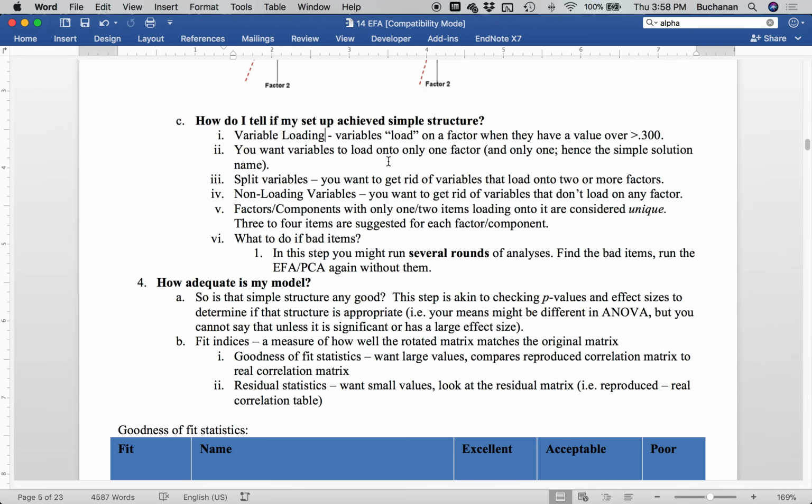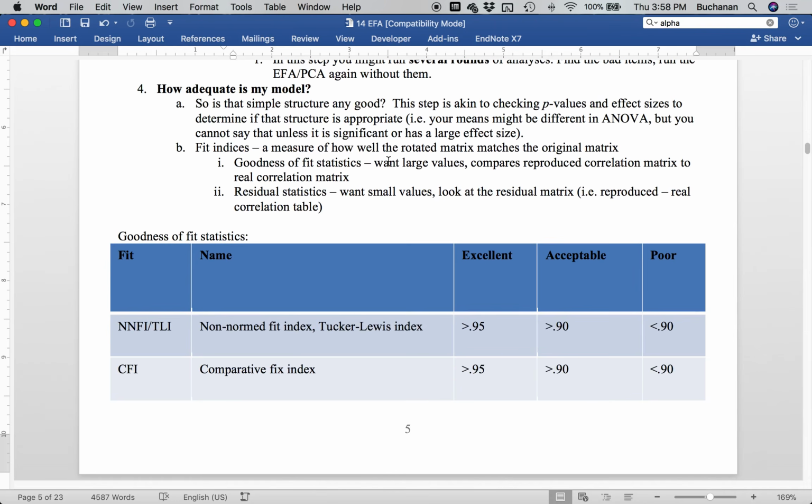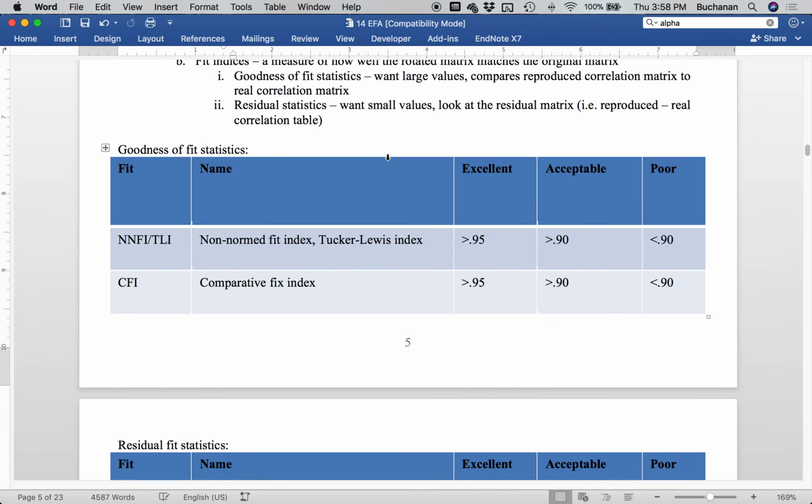There is a literal alphabet soup of these, so I'm just going to tell you the most popular ones. For goodness of fit statistics, the 2 most popular are the NNFI or the TLI. Those are actually the same thing; it just depends on which program you're looking at, which letters they give you. And the comparative fit index, or CFI. They are excellent at 0.95, acceptable at 0.9, and poor at less than 0.9. So we want a really strong match between the original and reproduced correlation matrix. That is from the Hu and Bentler article.